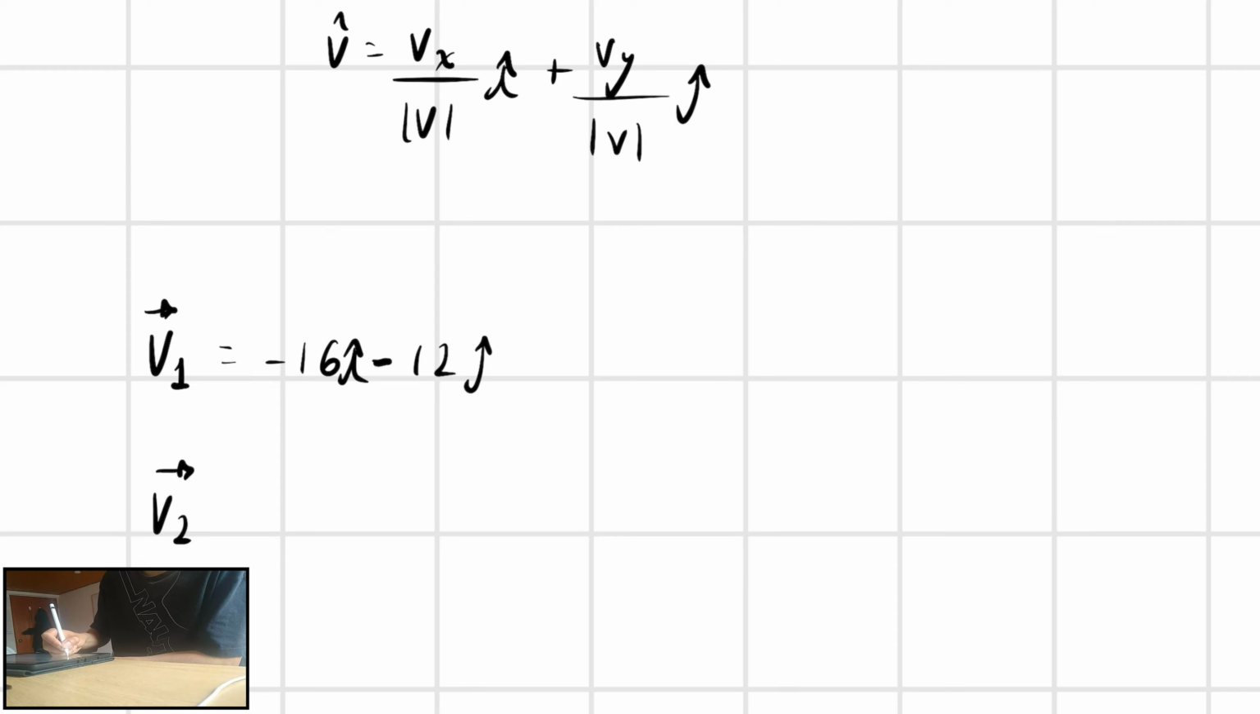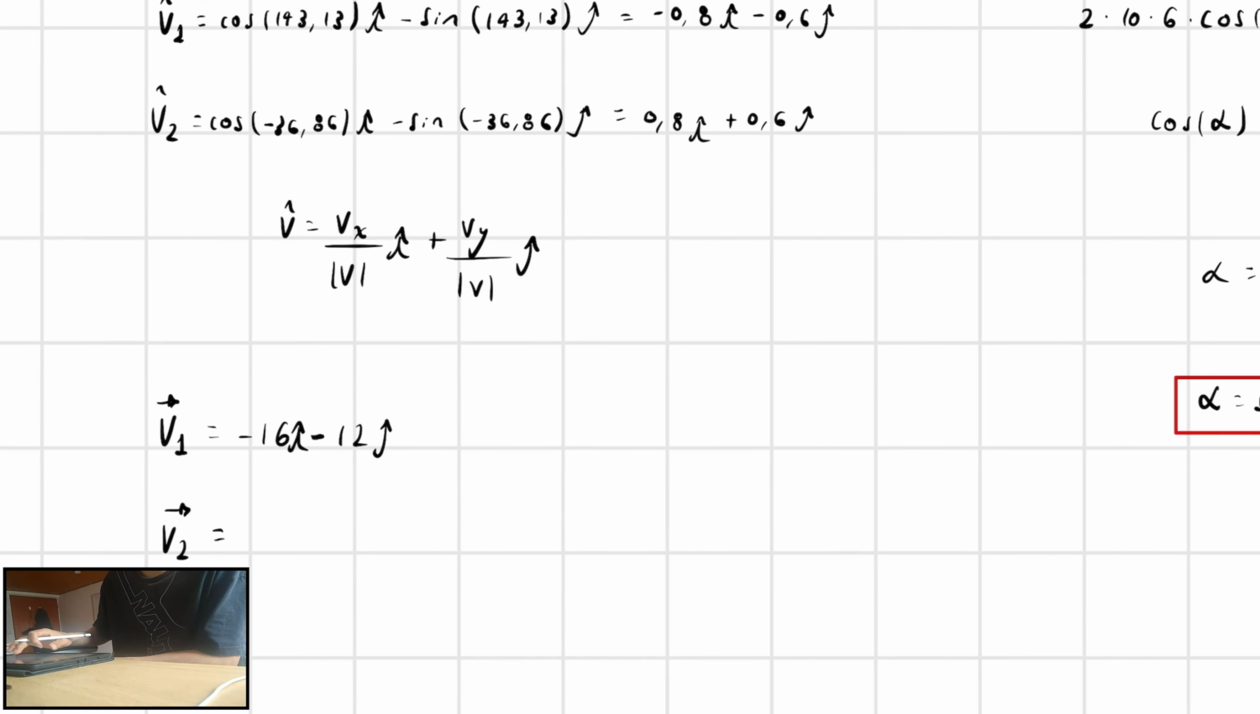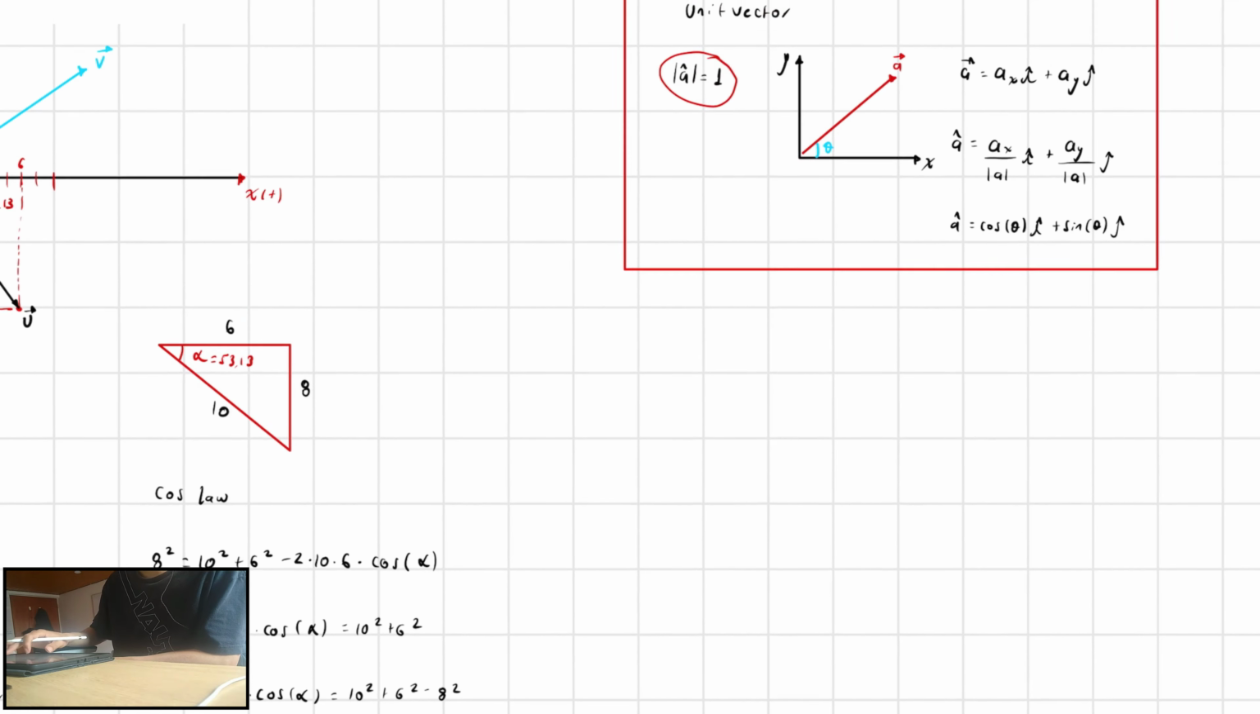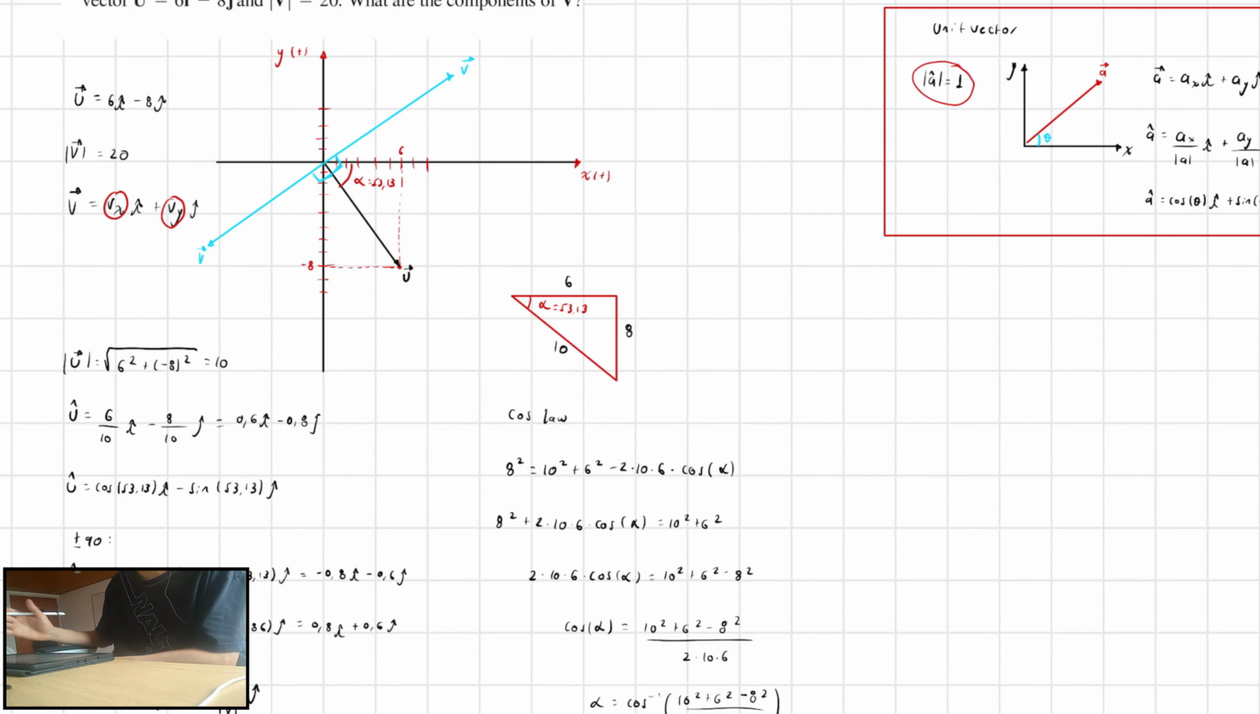For the second solution, I'm going to have the same numbers but positive, because right here I have the same number as this one but with a negative symbol, and right here I have a positive symbol, this as well. So 16 in the i direction plus 12 in the j direction. And that would be all, guys. This is how you can solve this exercise, taking into account some knowledge of the unit vector and how to find some different angles.